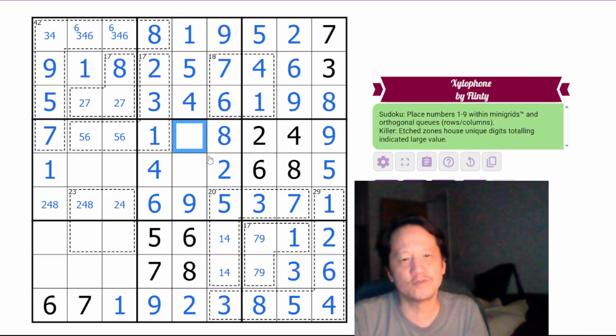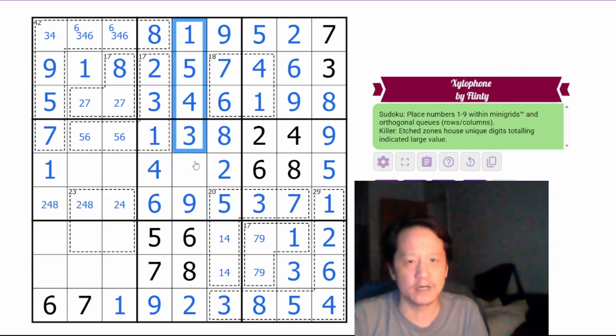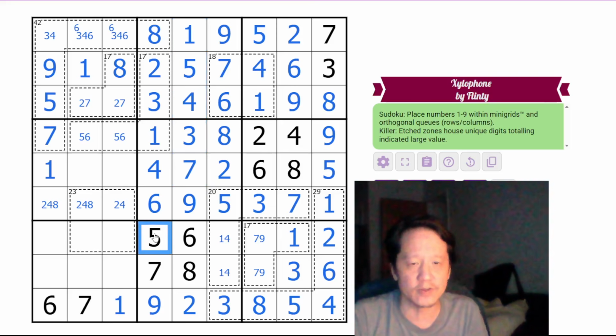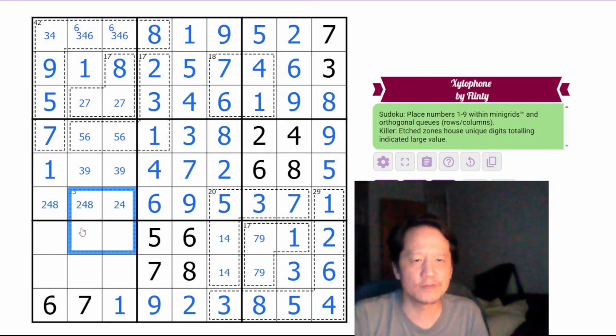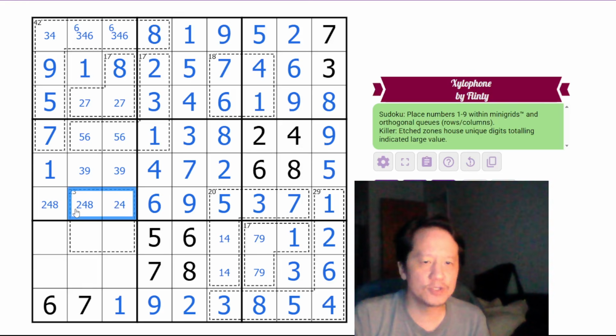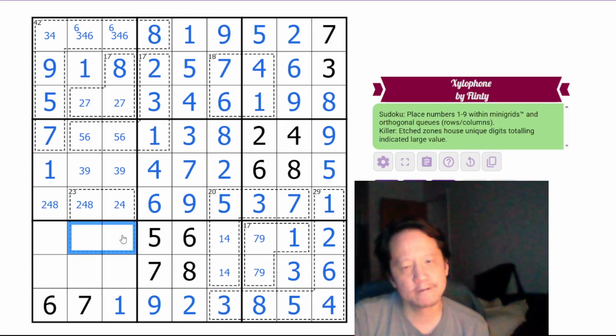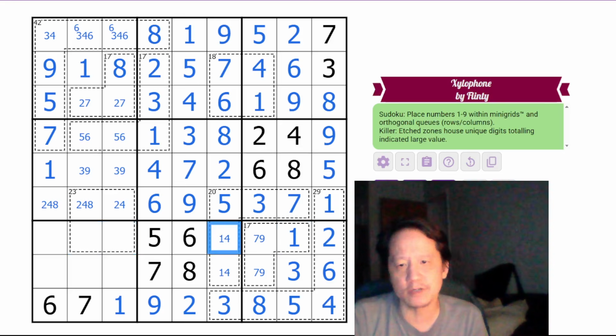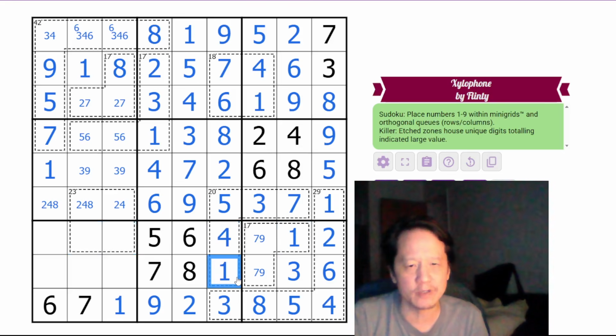Remaining digit in row 4 is a 3. Remaining digit in column 5 is a 7. That leaves us a 3-9 pair in row 5. So this adds up to 23. If it's 2 and 4, this is 8 and 9. 1 eliminates 1 here, so that's 4, which makes that 1.